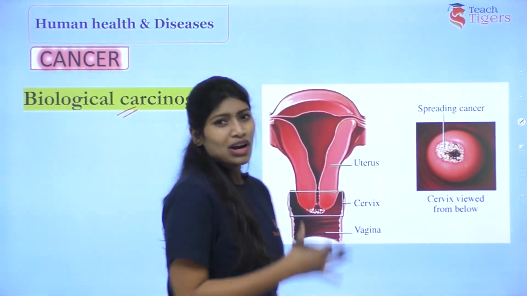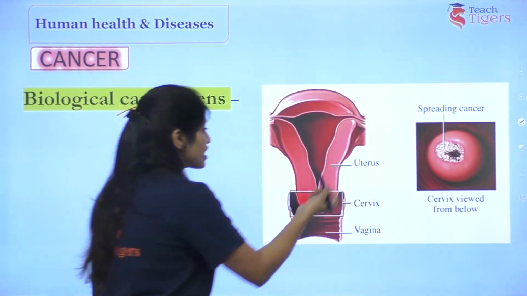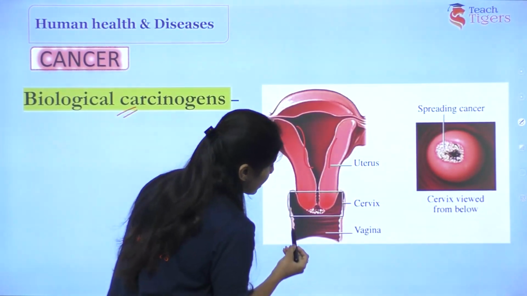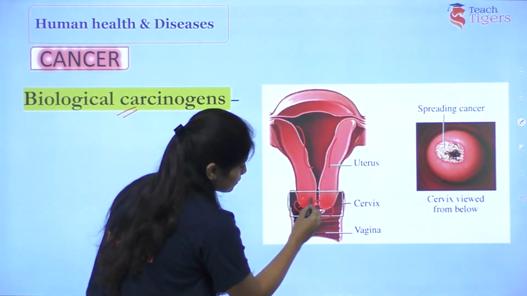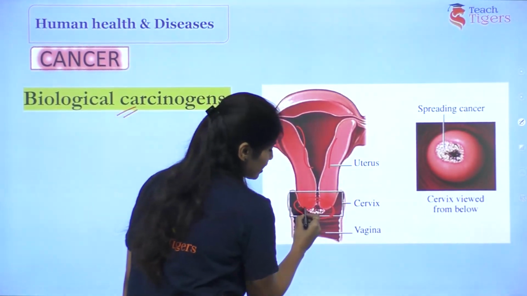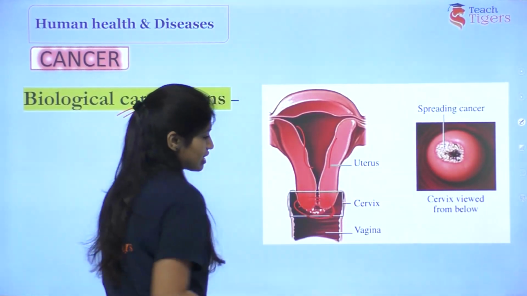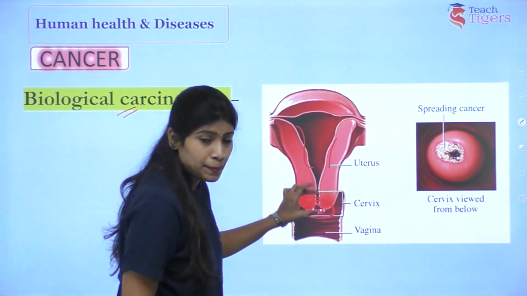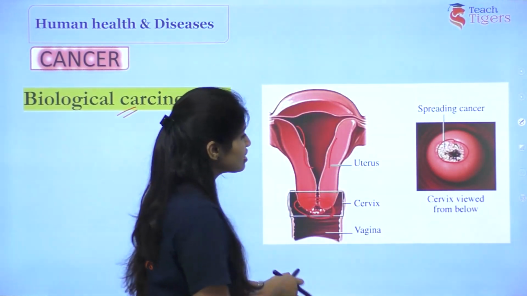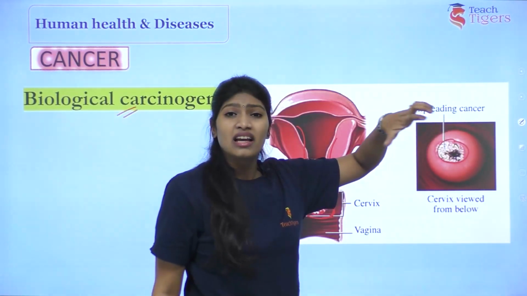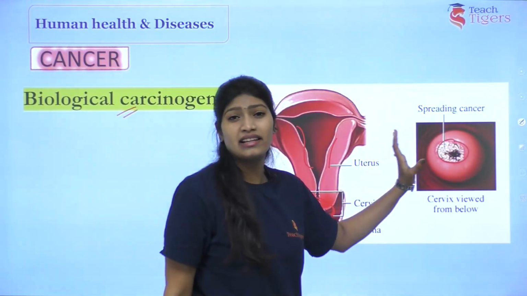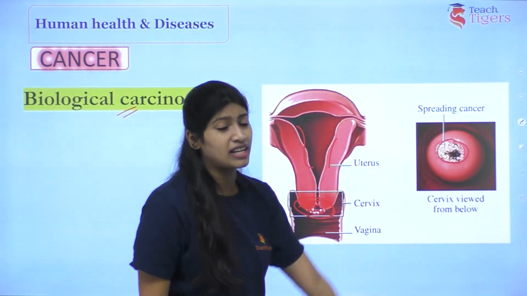So, see what is this part actually? This is the cervix. This is the cervix of the female uterus. Yes, and this is the cervix. So, you can see that near the cervix, at the junction of the vagina and cervix, there is some growth of cells. It's blocking the cervix. So, there's nothing but the tumor here. If you see from below, the cervix is completely infected with cancer. So, because of the cancer cells at the junction of the cervix, it causes cervical cancer.